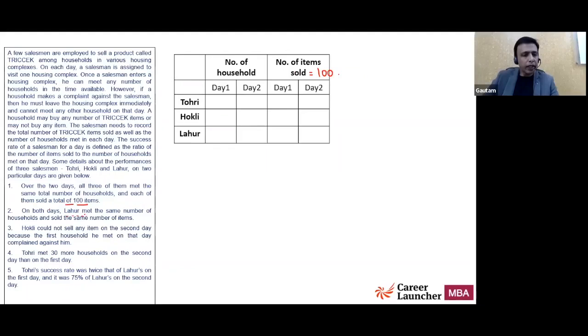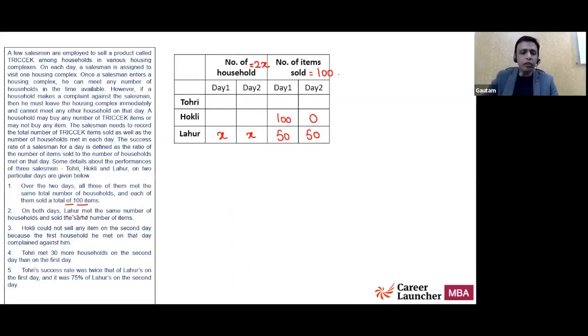Now, Lahore met the same number of households and sold the same number of items. So in Lahore's case, we could be very sure he would end up selling 50 on day 1 and 50 on day 2. Because he met an equal number of households, let it be x. So total number of households for each of them has to be 2x. Hockley had to sell 0 items on day 2, so he must end up selling 100 items on day 1.